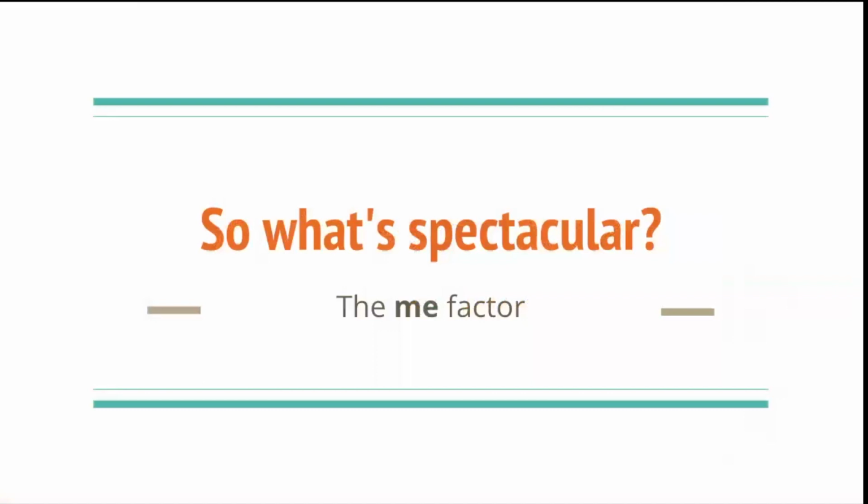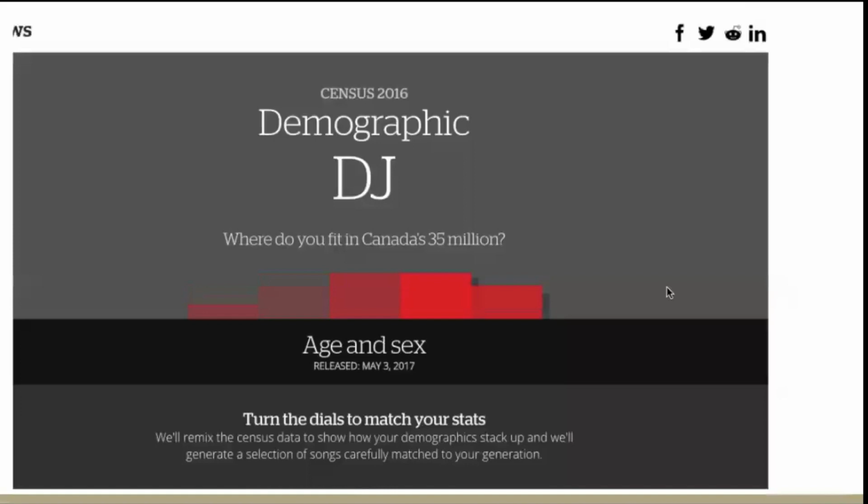So what's spectacular, right? If you force someone to click on something, something spectacular has to happen. That was one of the rules of visual storytelling. Well, there is still a place for interactivity, right? That doesn't mean that you should just get rid of it altogether, but it's still justified when there's a strong me factor, when it lets the reader find themselves in the data and see themselves as a part of the context.